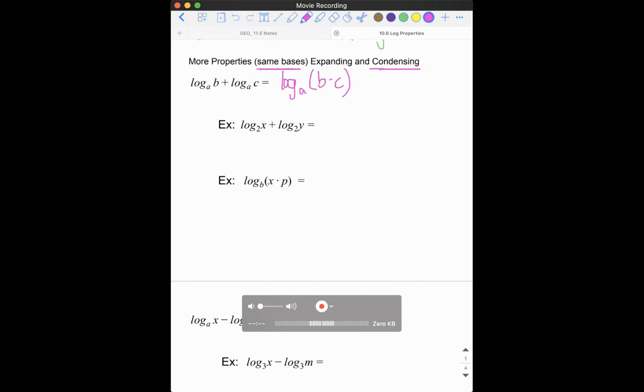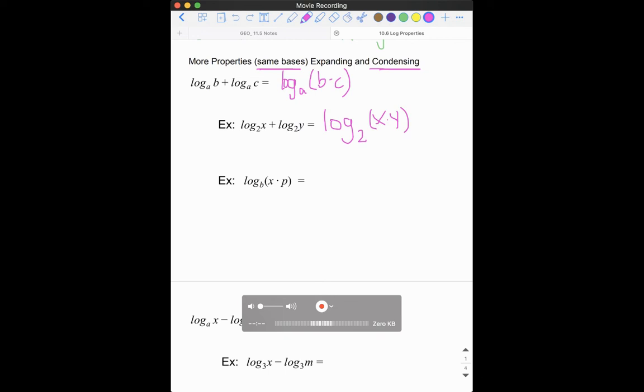Okay, so let's look at one. Here, addition, same base. We make sure they have the same base before we start. There's addition, so we can condense that as log base 2 of xy. If you want to put a multiplication in, you can. Otherwise, xy is the same as x times y. That's condensing. We took two logs and turned it into one log.